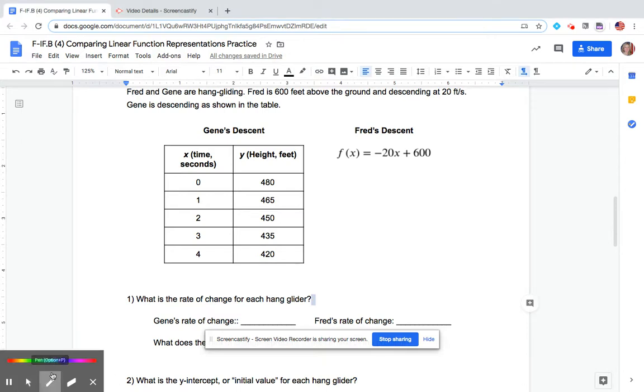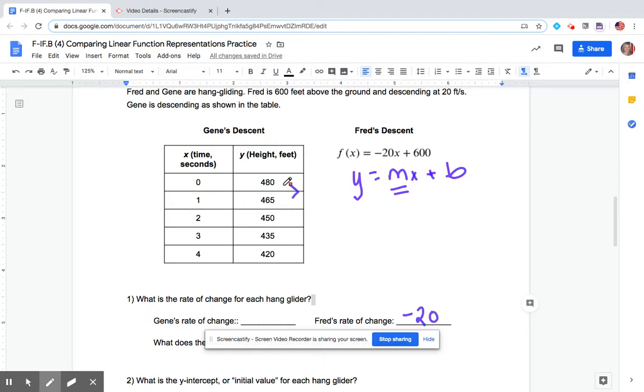Fred is 600 feet above the ground, and he's descending at 20 feet per second. Jean is descending as shown in the table. Question asks, what is the rate of change for each hang glider? Well, Fred's rate of change is more obvious than Jean's because this is written in slope-intercept form where m is my slope. So Fred's rate of change is -20.